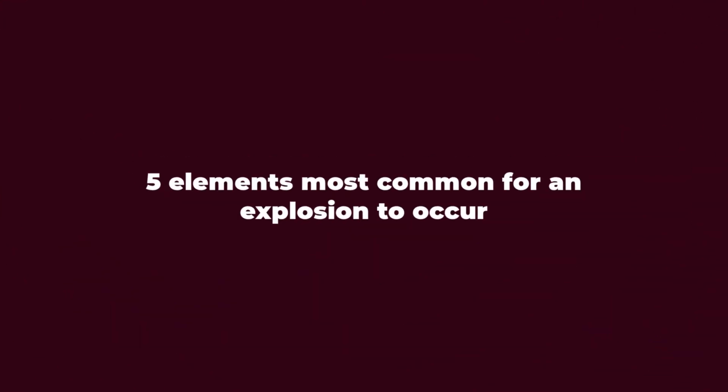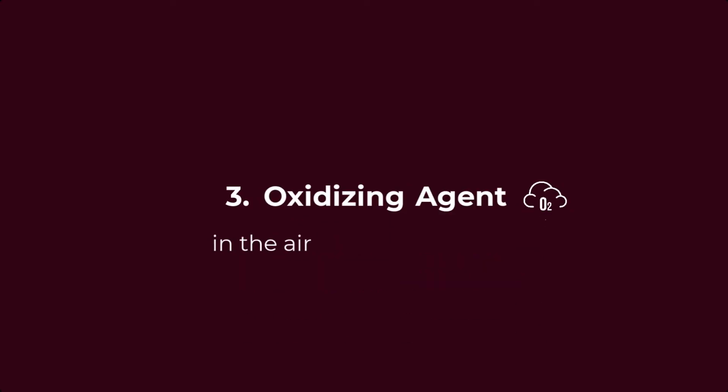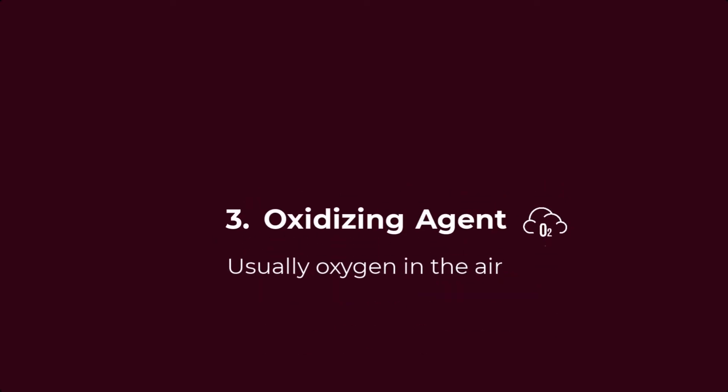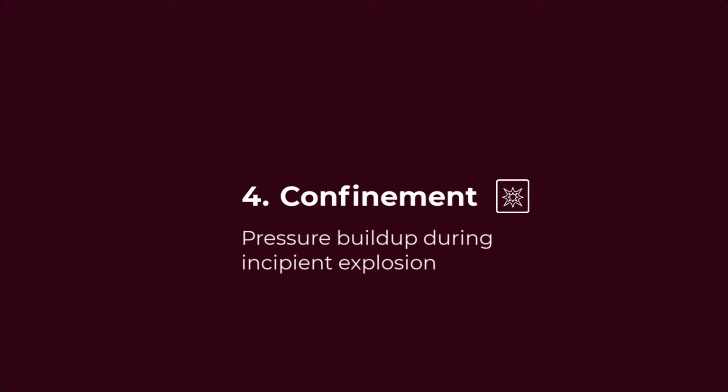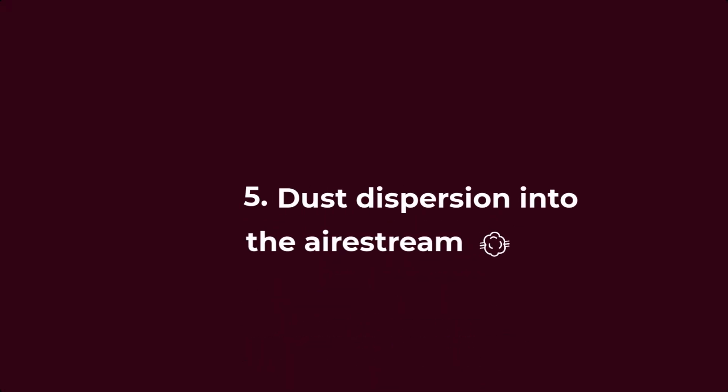For an explosion to occur, 5 elements must be present. 1. Fuel, i.e. a combustible dust or vapor. 2. An ignition source. 3. An oxidizing agent, which usually is the oxygen in the air. 4. Confinement, which results in pressure buildup during the incipient explosion. And 5. In the case of dust, dispersion into the airstream.